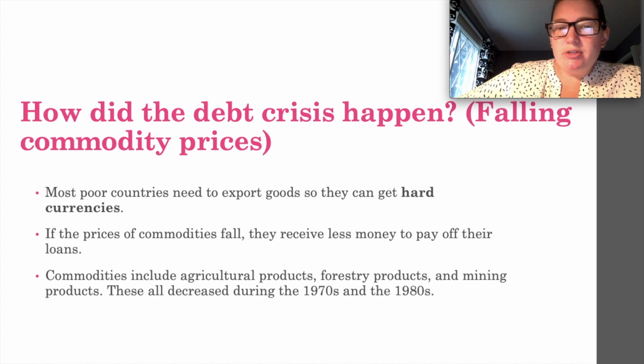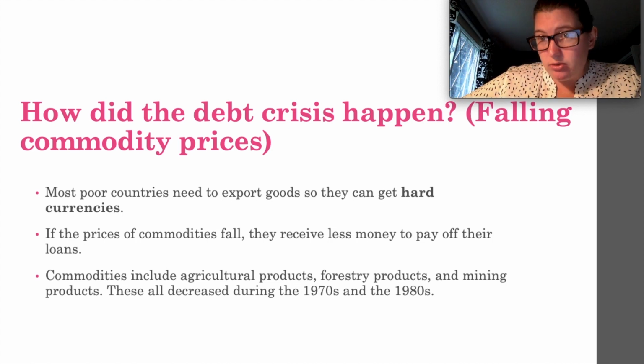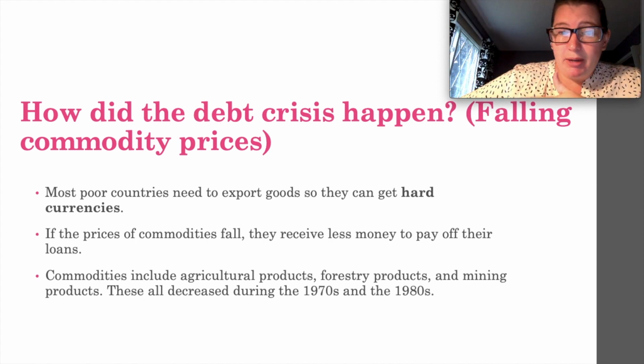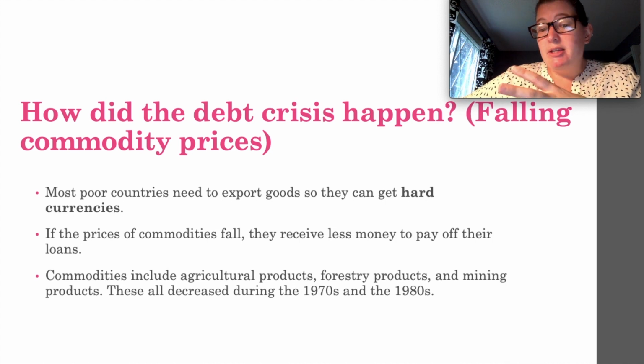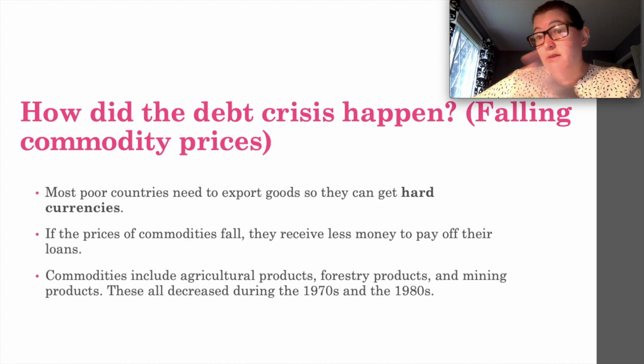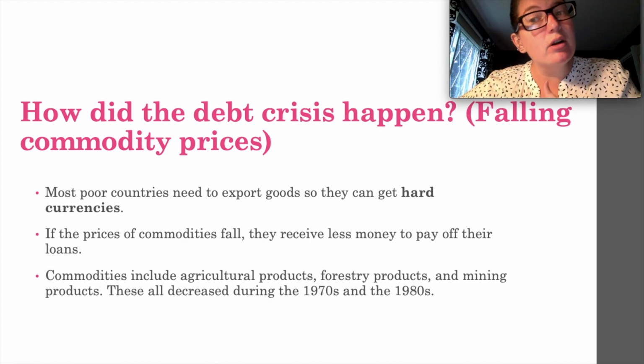Most poor countries need to export goods so they can get hard currencies. Because if you're exporting goods, you're making money. That's real money. If the prices of commodities fall, they receive less money to pay off their loans. So this becomes a problem because they need the money to pay it off. Agricultural products, forestry products, mining products decreased during the 70s and 80s because you have that period of decolonization, and you have people who are not needing this stuff anymore, either because they can't afford it or for various other reasons.